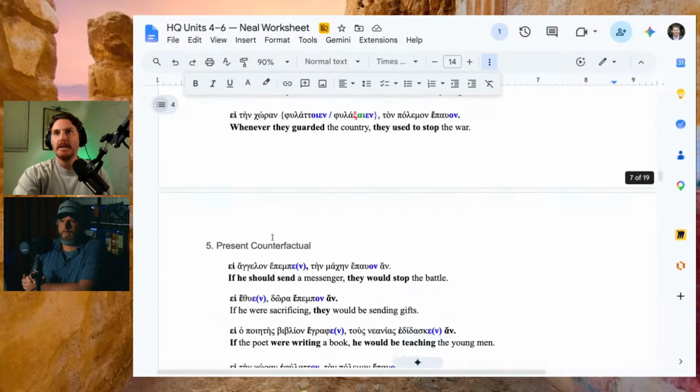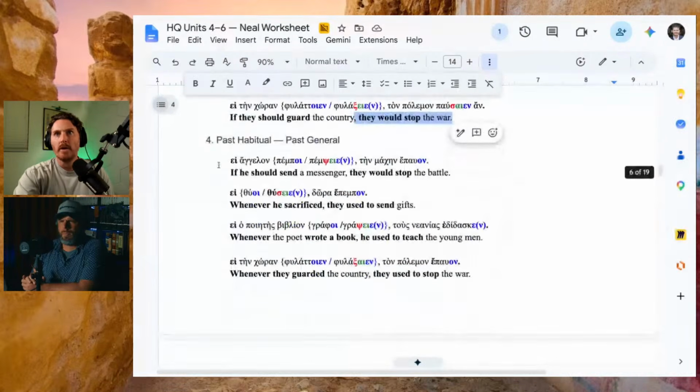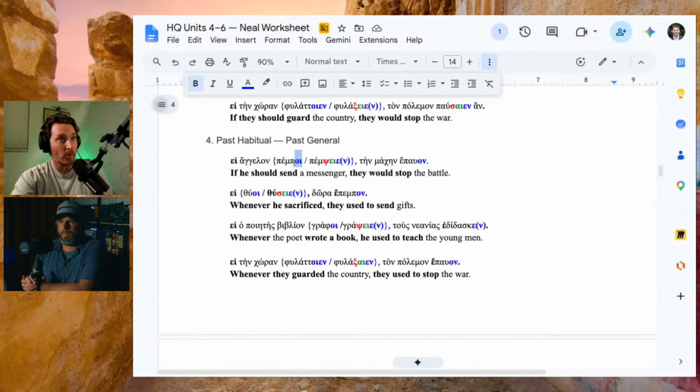And then lastly, I think we have 3 more. Past habitual, past general: ei angelon pempoi, if he sends a messenger, and remember that the oi there is saying it's probably not going to happen, tein machin epauon, they would stop the battle. But he's probably not going to, so the battle's probably going to continue. It's counterfactual, right? It's past habitual.